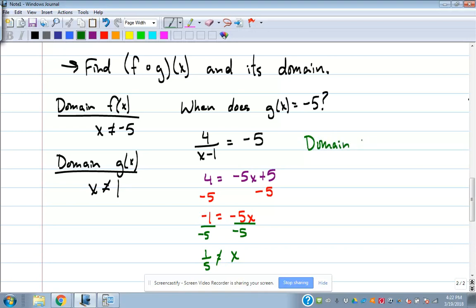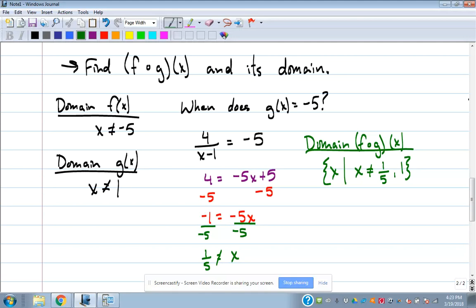So the domain on the composite function, f composed with g of x, it's all x's such that x cannot equal 1/5 and 1. What are those parts? Well, the 1/5 came from setting the second function equal to the restriction on the first. That's the 1/5. The 1 came from the domain of what? The second function, g of x.